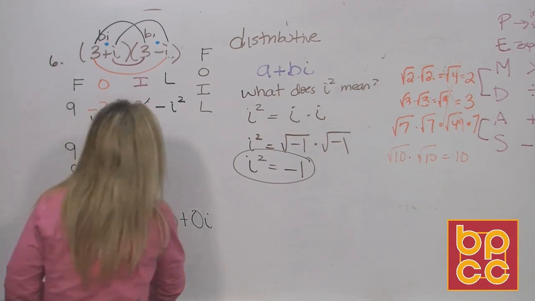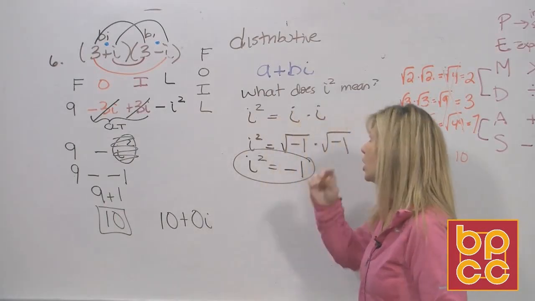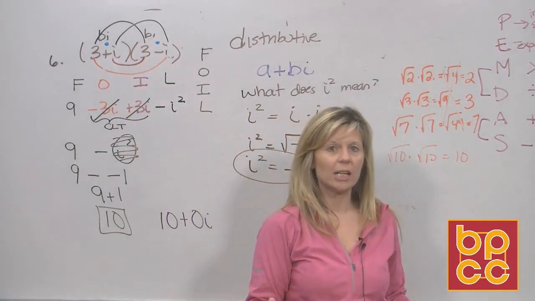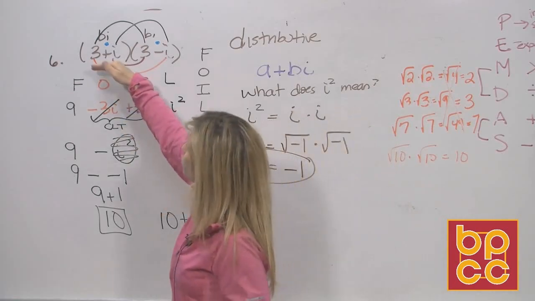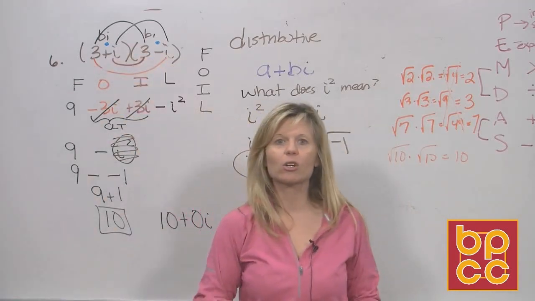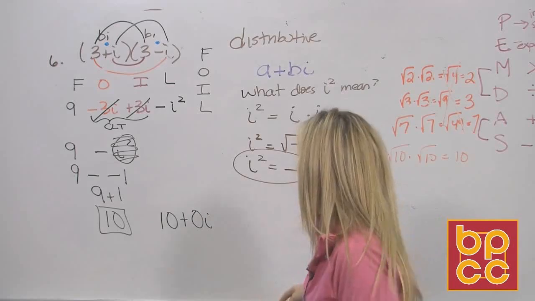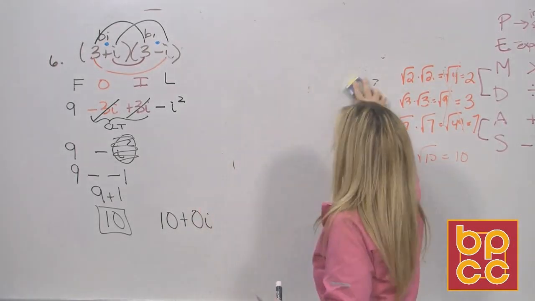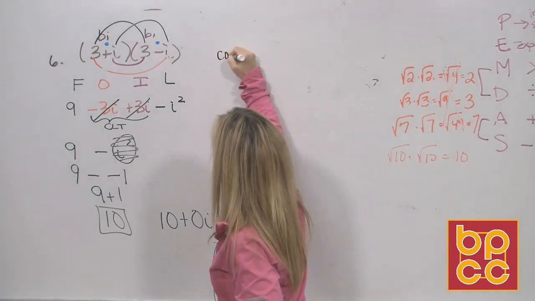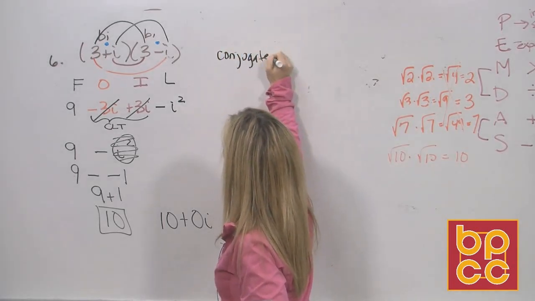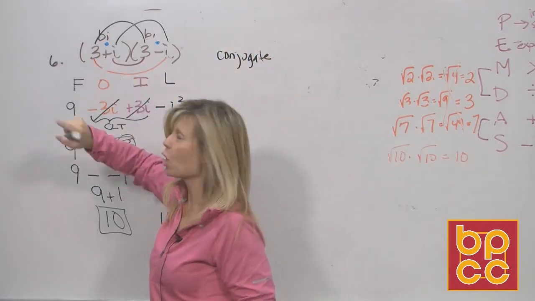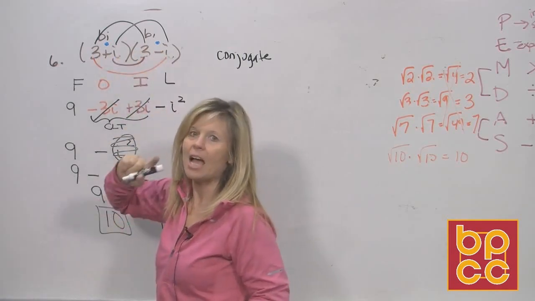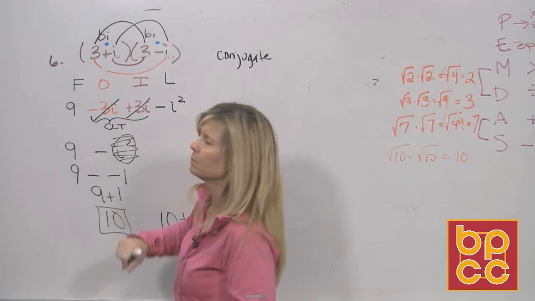Now, if you had a good algebra teacher, you should have remembered sometimes when we're doing FOIL, you can cheat. These binomials are not just any binomials, they are called conjugates. Have you heard that word before? I would hope so. A conjugate is when you have a binomial that has the same terms. It has a 3, it has a 3. It has an i, it has an i. And you only change the middle symbol.